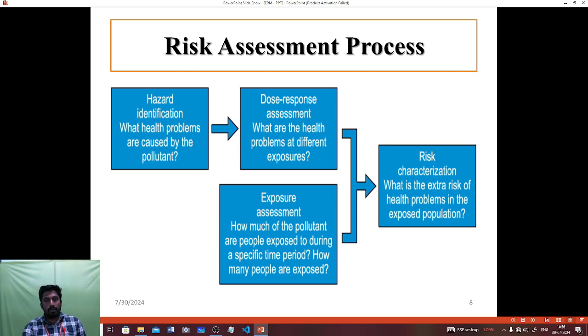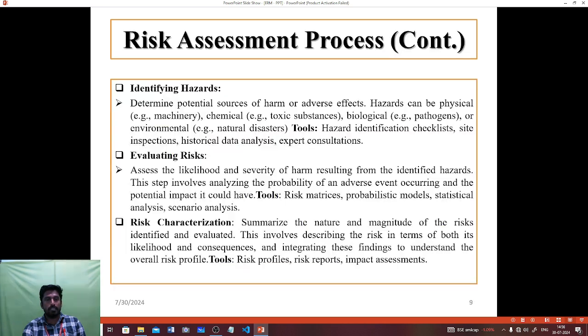So this is a small flowchart for the risk assessment process. The first step is identifying the hazards. First of all, we determine the potential sources of harm or adverse effects. The harm is nothing but a very dangerous zone.